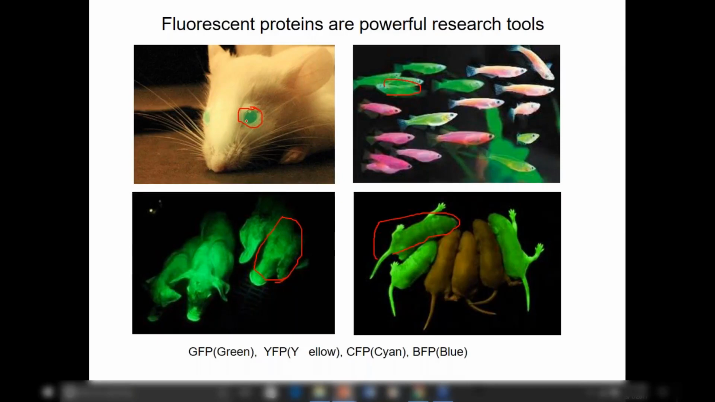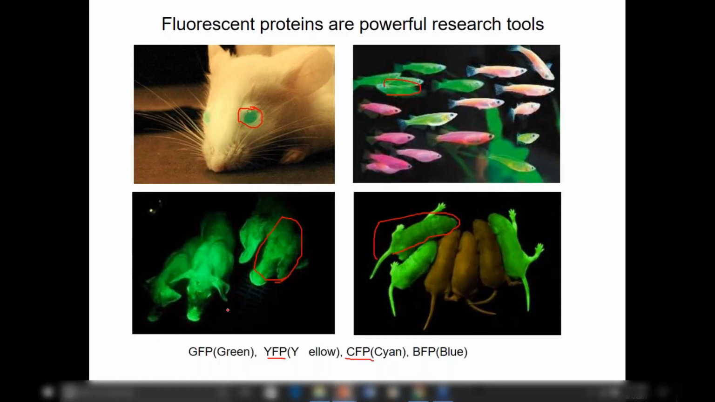Okay, so not only green fluorescent, it can be yellow, cyan or blue color. Any type of protein can be expressed. Here they have only shown fluorescent proteins because they can be visually seen. Exactly, Nitish.